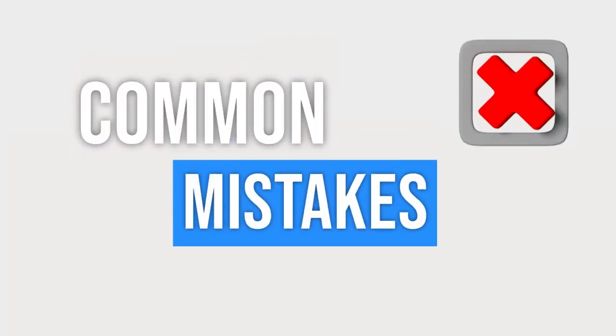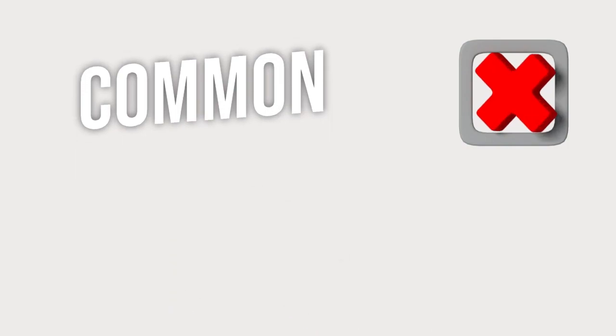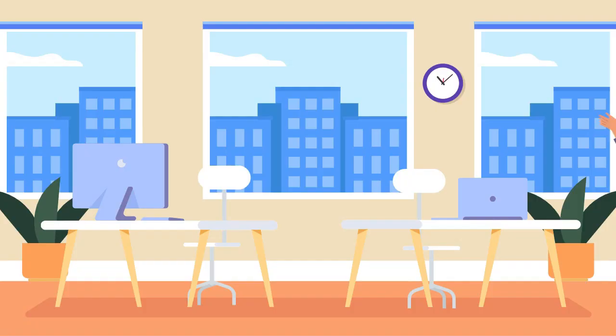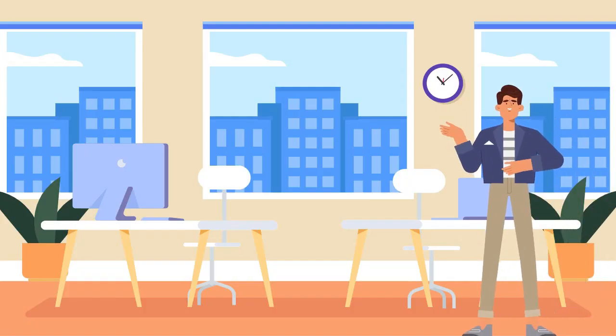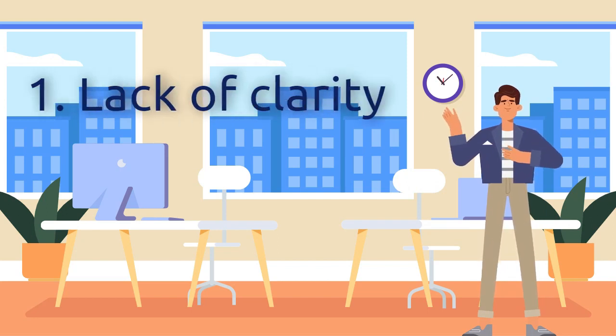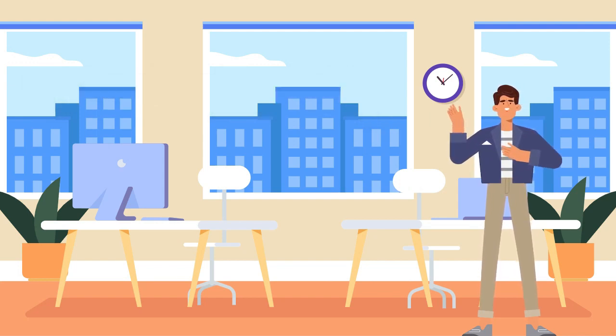When writing a scientific article introduction, there are several common mistakes that should be avoided. Here are some of them. Unclear purpose. Ensure that your introduction clearly communicates the purpose and objective of your study. Avoid using vague or ambiguous language that may confuse the reader. Be concise and straightforward in explaining the research question or objective.